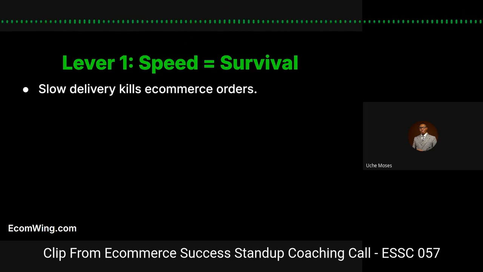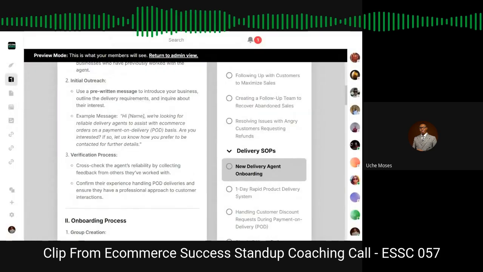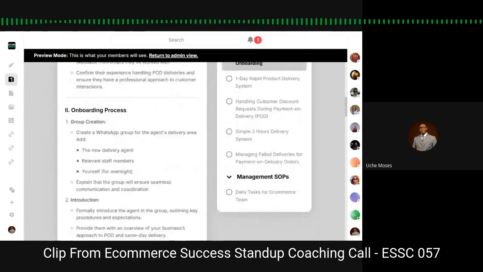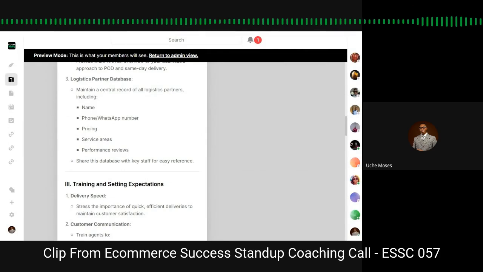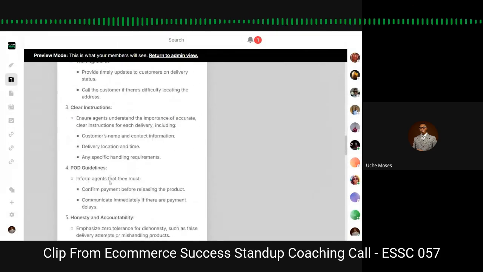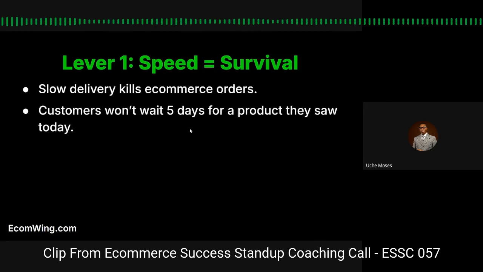So for instance, this is an SOP we have where if we are onboarding an agent, we tell them, hey, this is how we work. This is what we want you to do. In case you have this particular stuff, tell us. Of course, most agents do not tell you immediately. But because we've onboarded them properly, when there's an issue, they can always come to us instead of just sweeping it under the carpet. If they can't be fast that day, they should tell you.